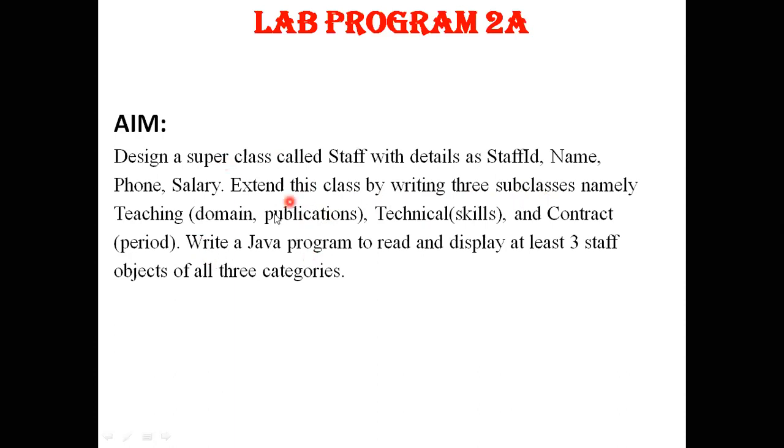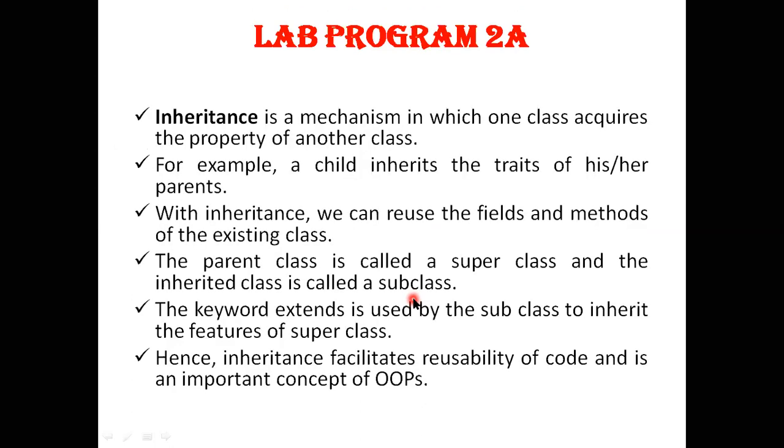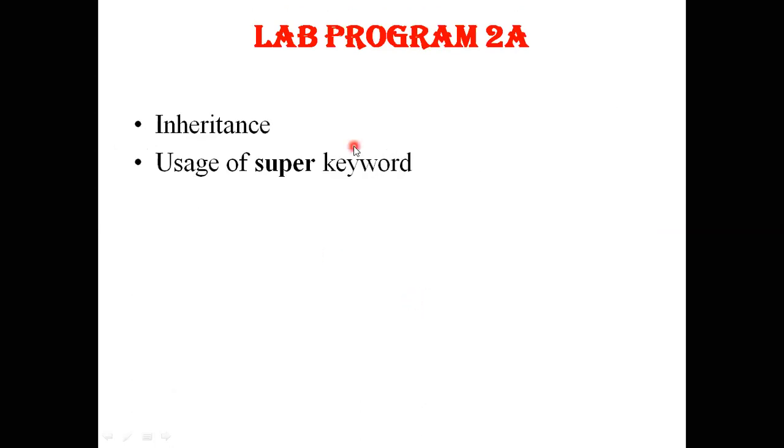After creating the subclasses and the superclass, we'll have to write a Java program to read and display at least three staff objects of all the three subclasses, or all the three categories. So I'll have to read as well as display at least three objects. So we restrict to three objects of teaching, three objects of technical, and three objects of contract, to be read and displayed. Before we go for the program, there are two concepts which we have to know. One is inheritance and the other is the usage of the super keyword.